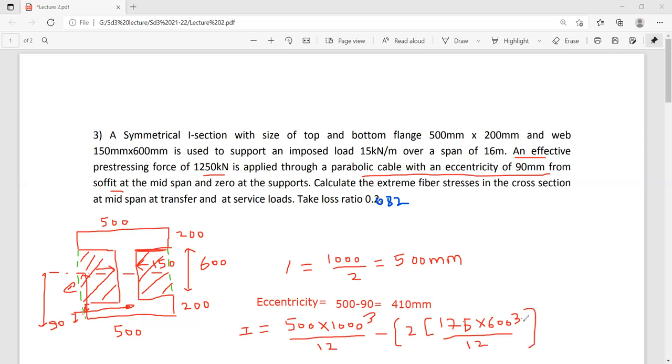Now tell me how much the moment of inertia is. Just do the calculation. I is equal to 500 into 1000 cubed divided by 12, which is 4.166 into 10 raised to 10, minus 2 into 175 into 600 cubed divided by 12. Tell me how much it is.